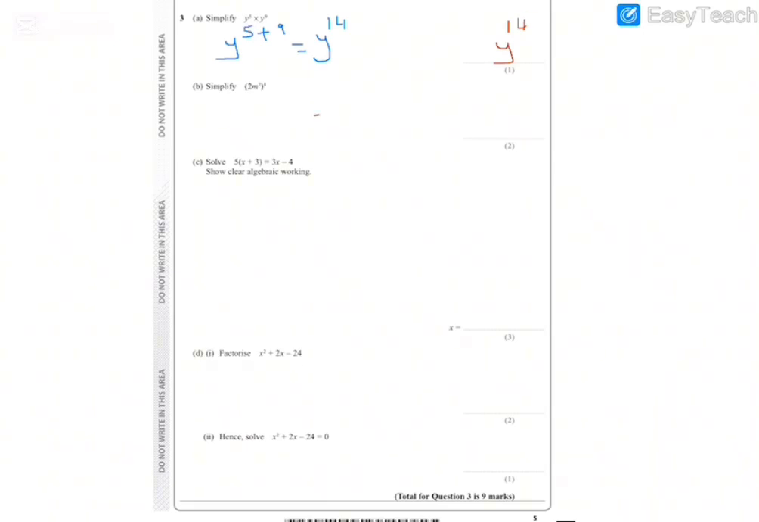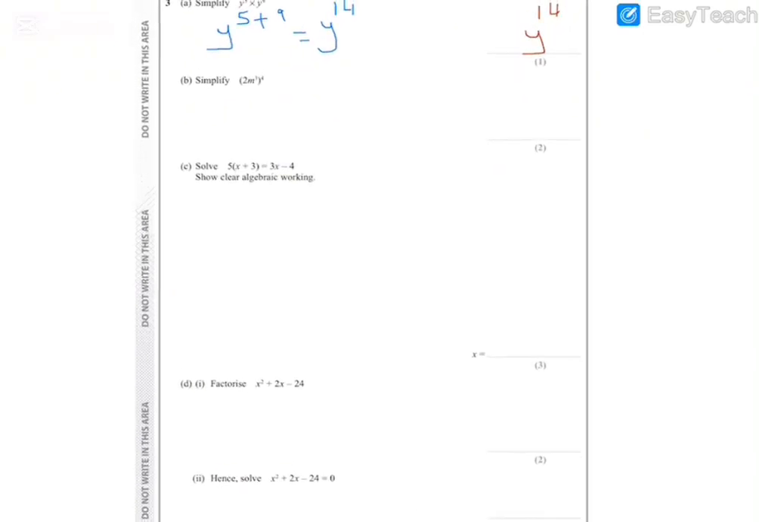Simplify (2m power 3) all power 4. Here power 4 applies to the 2 and the m. It means 2 power 4 times m power 3 power 4. When you have two powers over each other, we multiply them. So it will be 16 m power 12. We calculate 2 power 4, and we repeat m power 3 four times. It means m power 12.